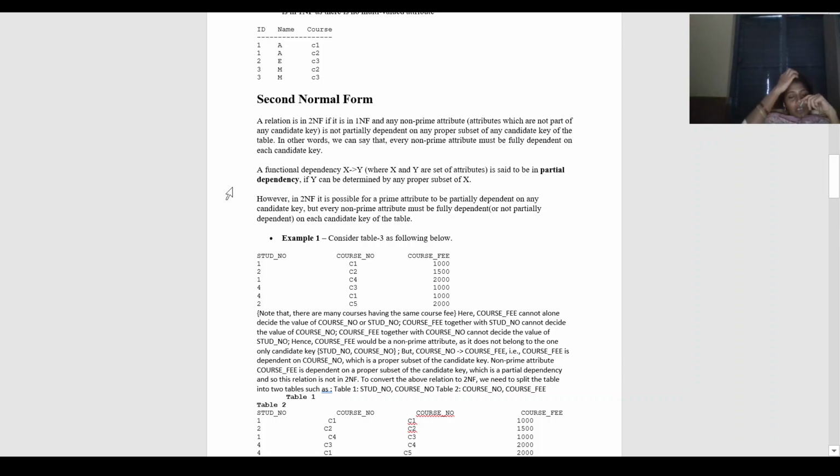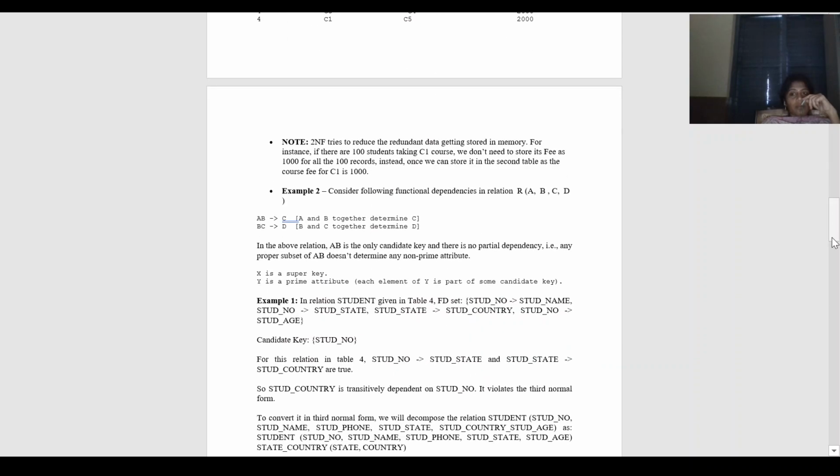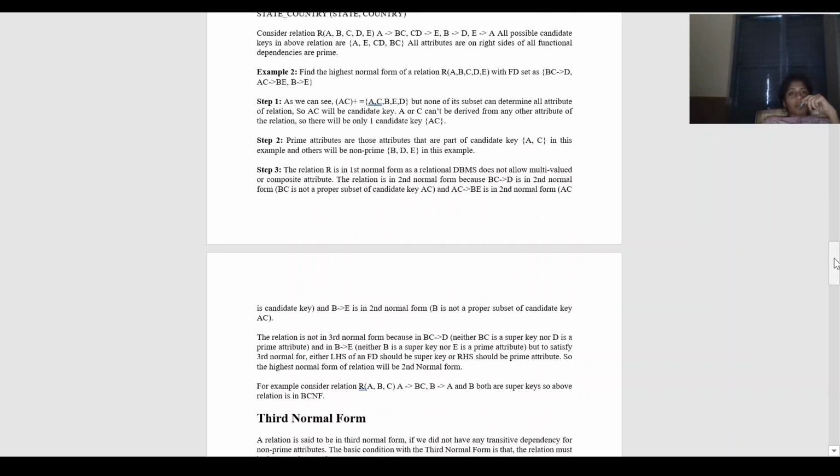This is the master key, and this is the child key. Depending upon the student number, it will be matched. This is example 2. Like example 1, we have to do example 2 also.